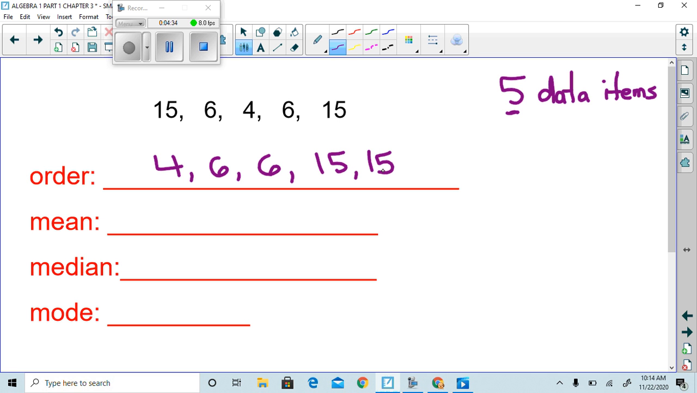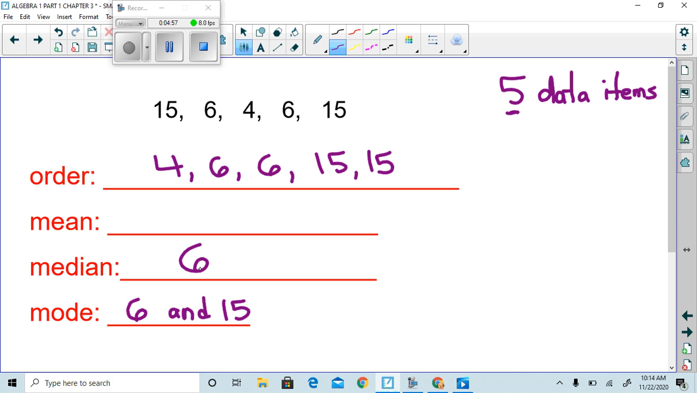Again, think about what you like to do first. If you want to go in order, go right ahead. For some reason, I always do the easy ones first. I see that there are 2 modes. There are 2 6s and there are 2 15s. So there are 2 modes in this problem. The median is the number right in the middle, and because there's an odd number, the median is 6.